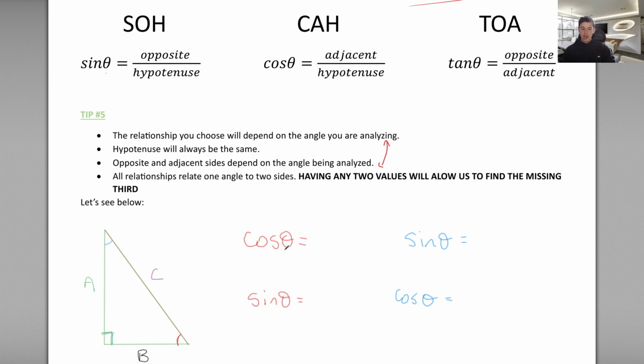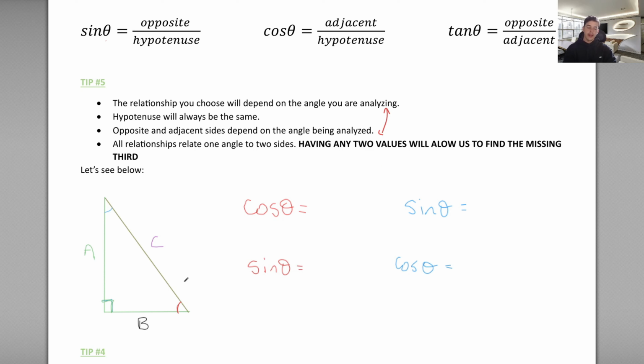So we know that the cosine of the right angle equals the adjacent side divided by the hypotenuse. What's the adjacent side of the right angle? It's the side that's closest to the angle. Remember, this side, which is the opposite of the right angle, is always the hypotenuse. So between A and B, we can see that B is the adjacent side of the right angle, and A is the opposite side of the right angle.